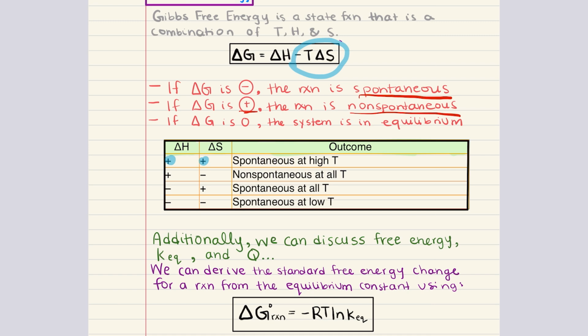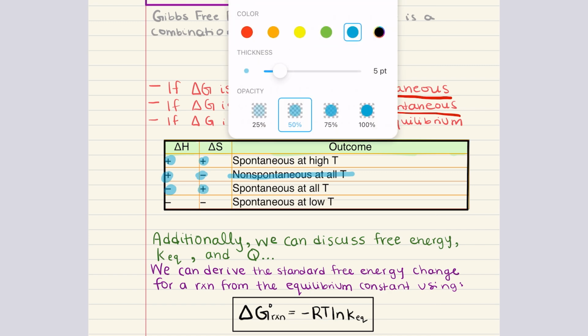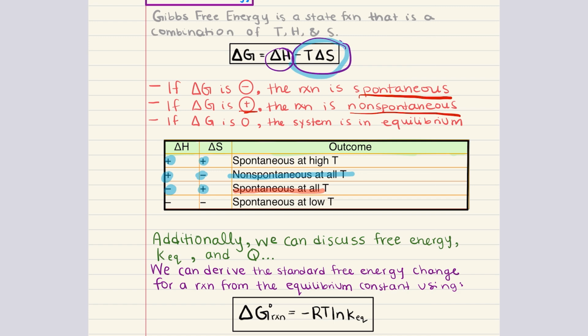Now, what about when delta H is positive and delta S is negative? Here, the reaction is non-spontaneous at all temperatures. This is because both delta H and this minus T delta S term are positive, making delta G always positive. What about when delta H is negative and delta S is positive? In this scenario, you're going to have a spontaneous reaction at all temperatures. And this is because delta H is negative, and this minus T delta S term is also negative, making delta G always negative.